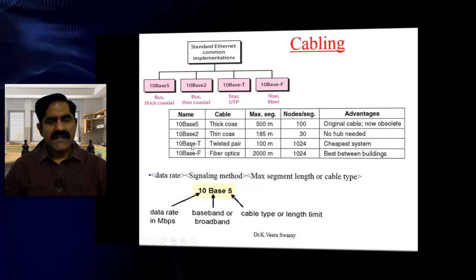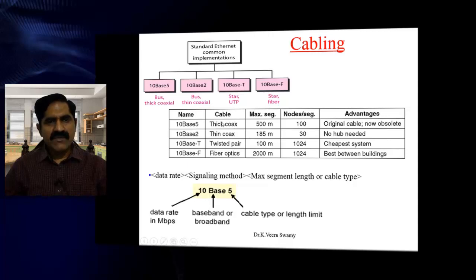When you see the twisted pair, nowadays in all LANs we are using this type of twisted pair. Coming to fiber optics, suppose you want to carry signals from one building to another building, then we will go for fiber optics. So this is best between buildings. When you go for twisted pair, this is the cheapest system.